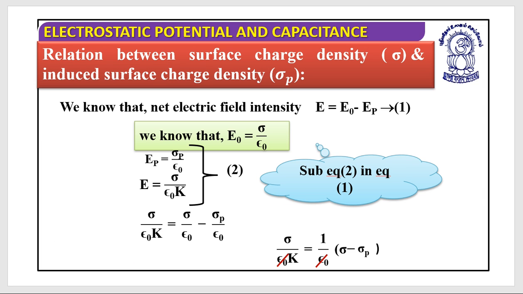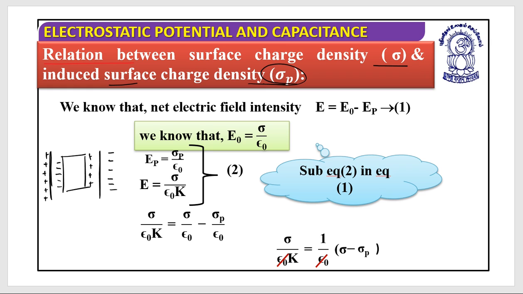So let's find out the relation between surface charge density sigma and induced surface charge density sigma p. This is the positive charged plate, this is the negative charged plate, and this is the dielectric slab. Here this would be positive, this would be negative. So I just need to find the relation between surface charge density and induced surface charge density.